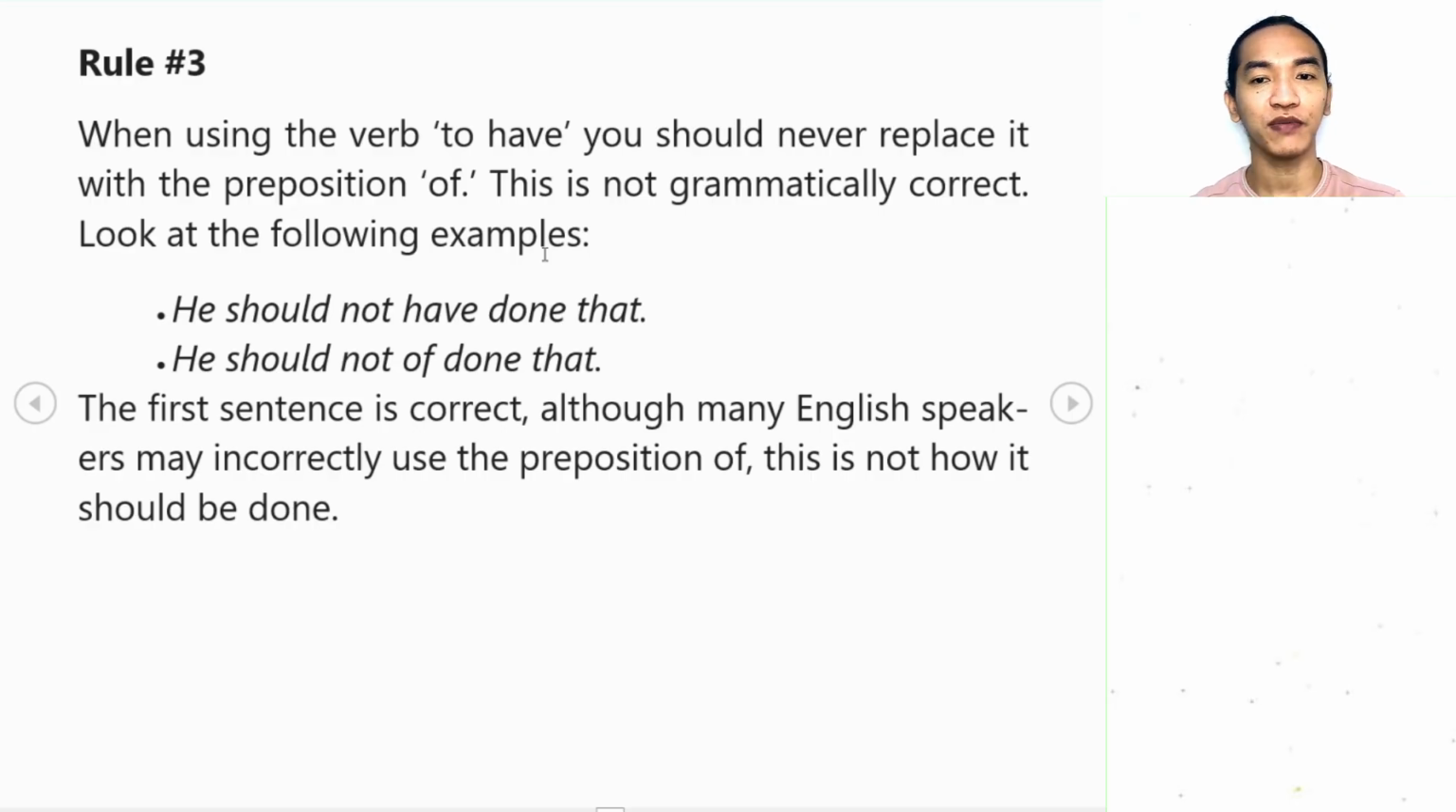When you're using the verb to have, you should never replace it with the preposition of. It would sound like that: he should of done that. We should not say he should of done that. Should of is actually incorrect. Do not replace have with of.